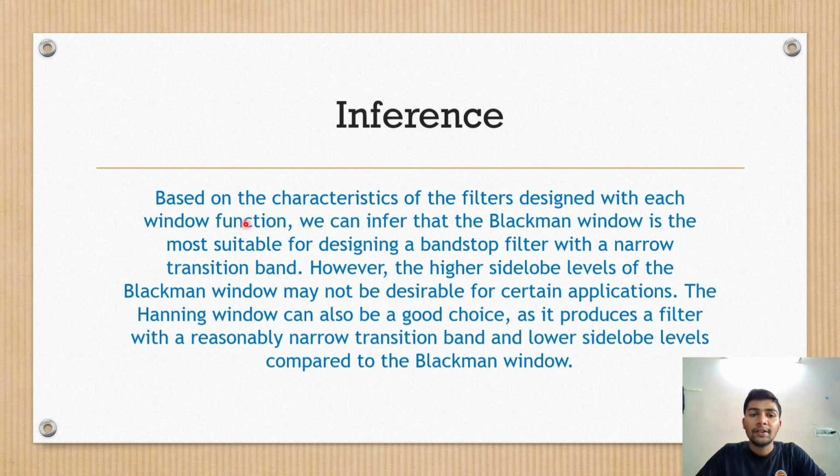Inference. Based on the characteristics of the filters designed with each window function, we can infer that the Blackman window is the most suitable for designing a band stop filter with a narrow transition band. However, the higher side lobe level of the Blackman window may not be desirable for certain applications. The Hanning window can also be a good choice, as it produces a filter with a reasonably narrow transition band and lower side lobe levels compared to the Blackman window.